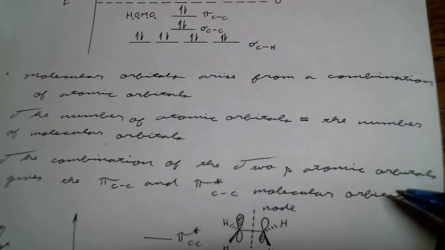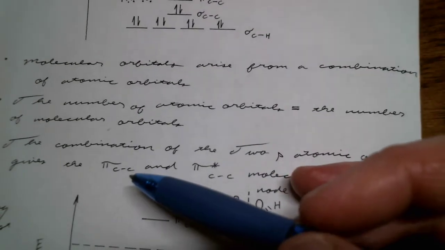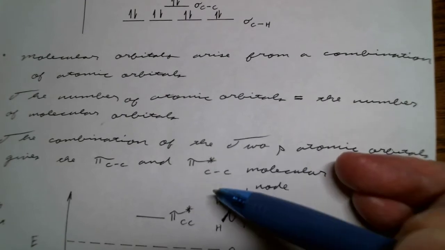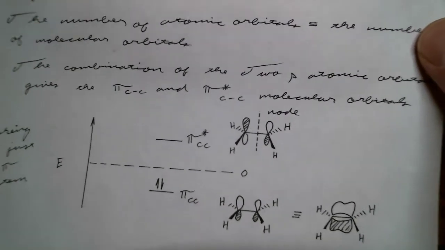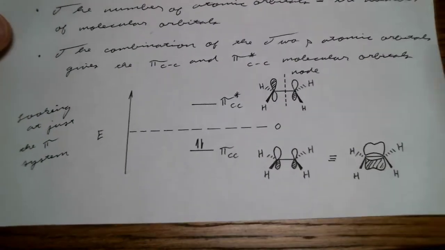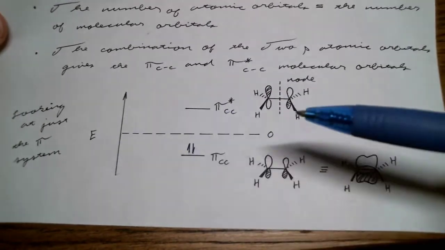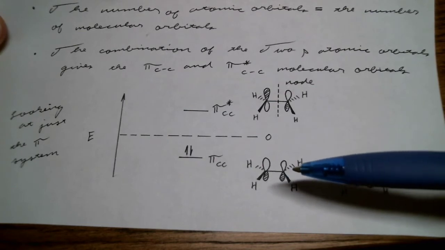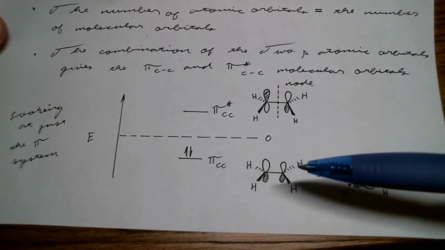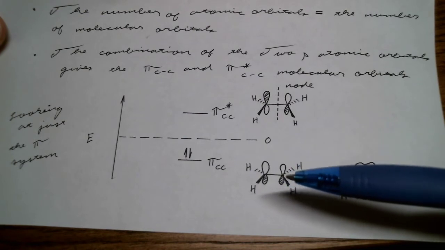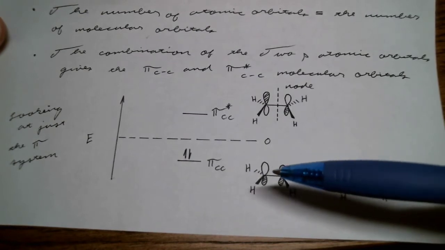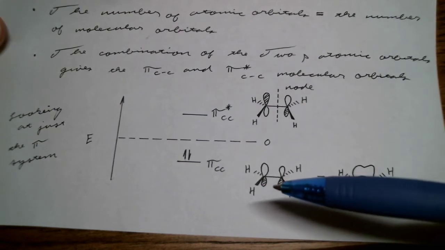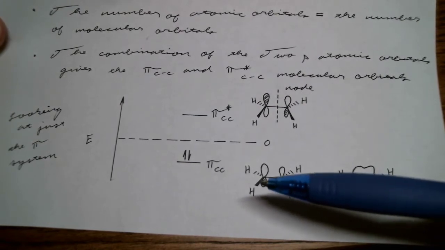The combination of the two p atomic orbitals gave us the pi bonding carbon-carbon molecular orbital and the pi anti-bonding, the pi star carbon-carbon molecular orbital. And so here we're just looking at the pi system, right? We could either have those two p orbitals combine in such a way that the lobes on one side of the plane of the molecule are the same phase, right? And then the lobes on the bottom, the other side of the plane of that molecule, are the same phase.